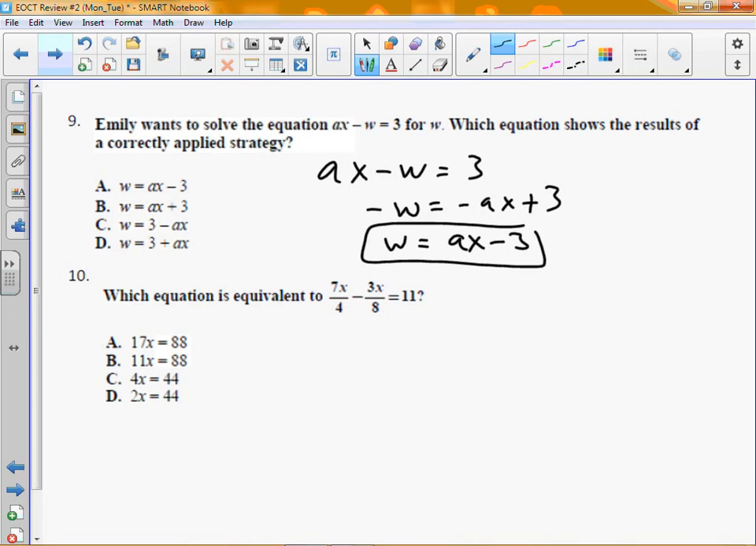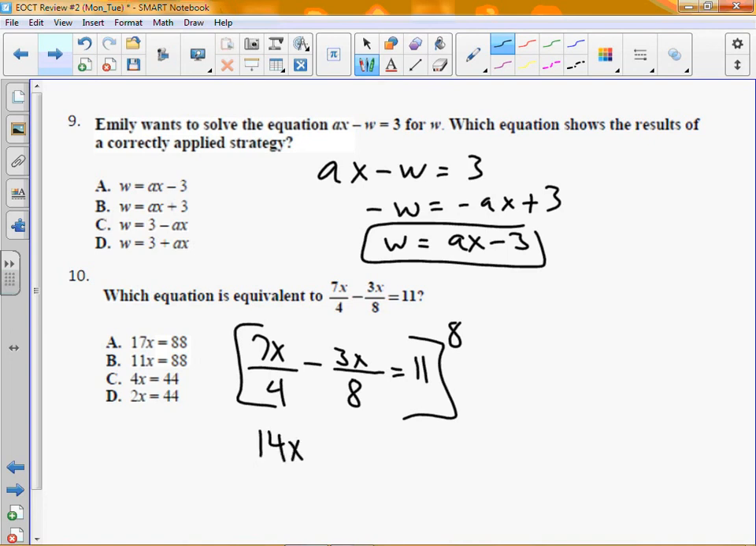Which equation is equivalent to this? Guys, if you ever have to solve a problem that has fractions in it, there's absolutely nothing wrong with doing this first. Fraction problems, the fraction can be eliminated by multiplying every single term by the common denominator. What happens when I multiply 7x over 4 by 8? What cancels out? How many times does 4 go into 8? What's 2 times 7?